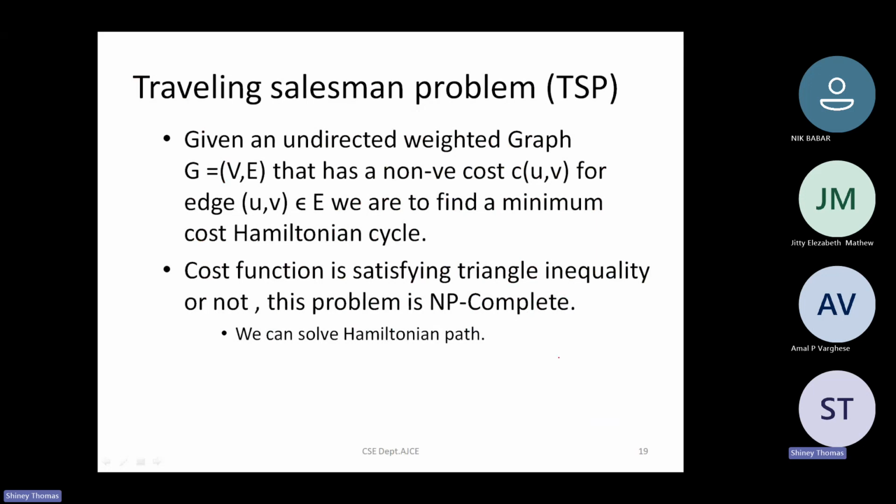So if you have an undirected graph, say like this, you will be given a cost for the edge U, V. This is a non-negative cost. You can say it's a positive cost. So there is a non-negative cost for A, B. Every edge will have a cost, some C of UV. Now, for every edge we have a cost, so now we have to find a minimum cost Hamiltonian cycle.